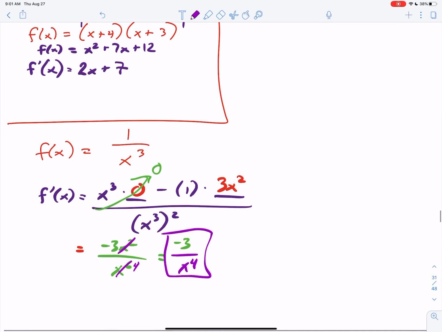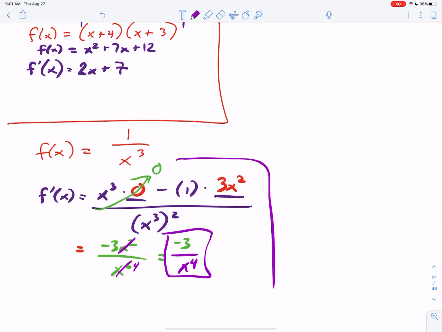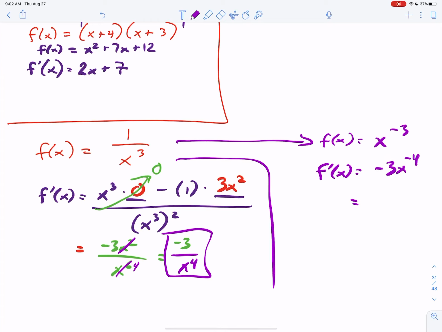Is that the most efficient way? And I hope you say no. 1 over x cubed is the same thing as x to the negative 3. If you rewrite it, you can avoid the quotient rule, right? And the quotient rule is super long, so you want to avoid it as much as possible. So the derivative here is just negative 3x to the negative 4th, in which you can move that base down to the bottom since it has a negative exponent.